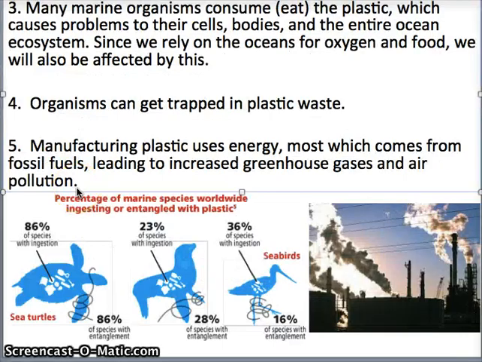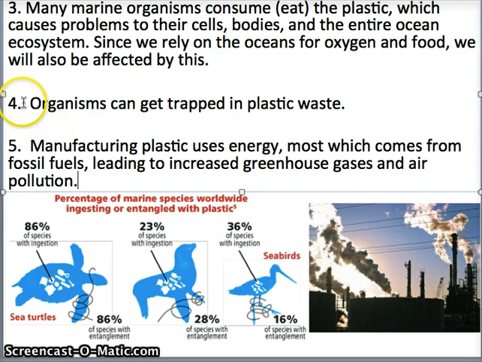Okay, negative consequence number three. Many marine organisms consume or eat the plastic, which causes problems to their cells, bodies, and the entire ocean ecosystem. And since we rely on the oceans for oxygen and food, we will also ultimately be affected by this. This picture shows you the three common species that are eating the plastic, as well as getting entangled or stuck in the plastic. You can see seabirds, sea turtles, and sea lions are predominantly being affected. But it's not just these three; it's a lot of other kinds of organisms as well, such as fish.